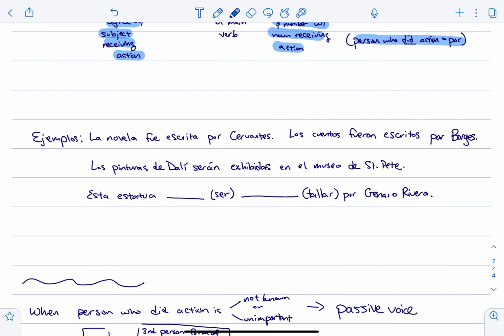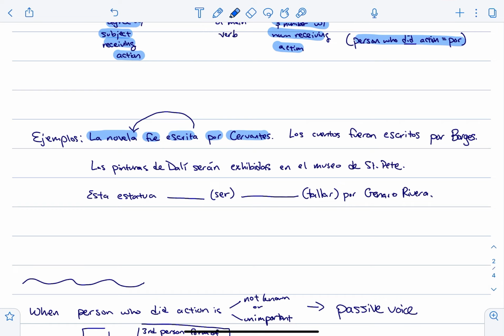La novela fue escrita por Cervantes. So here's my subject. Here's my form of ser. Here's my past participle that agrees in gender and number with the noun. And then the person who did the action with por. The novel was written by Cervantes.